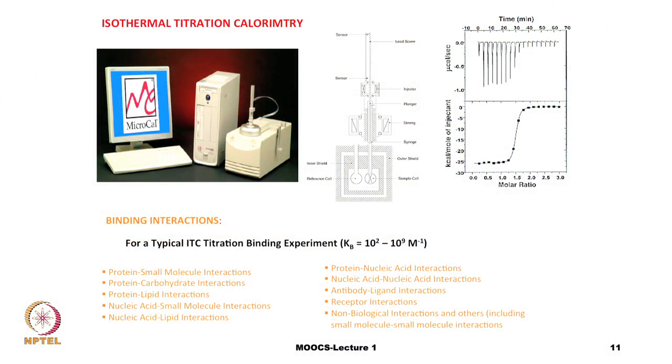So, the picture that you are seeing here is an example of an isothermal titration calorimeter, where the system is a small cell which is enclosed in an adiabatic enclosure, and there is another cell which is called the reference cell. These two cells are kept at the same temperature, that is why it is called isothermal, and the whole system is kept at a constant temperature.